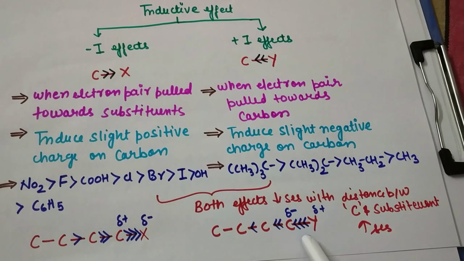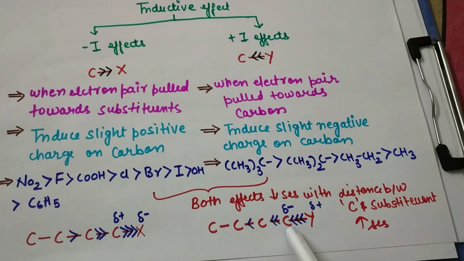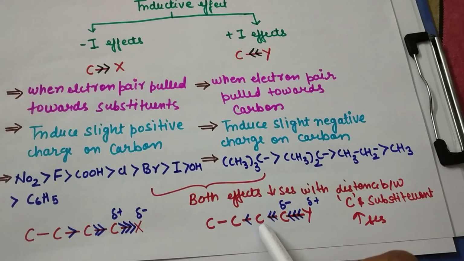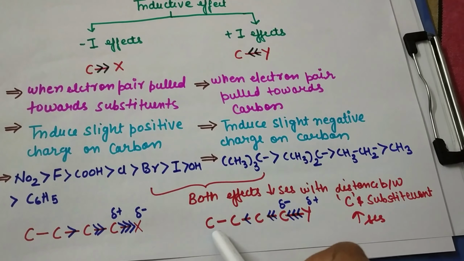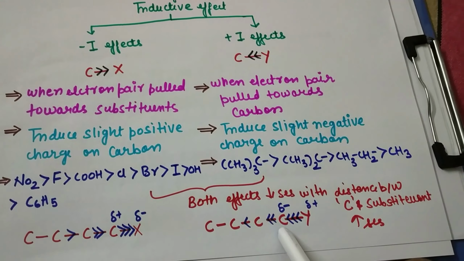The same with this carbon bonded with Y having low electronegativity. So here you can see the carbon and the Y, the distance between them is very less. So because of that, the carbon will acquire the partial negative charge. But when we move to the second, third and the fourth carbon, we can see the plus I effect gets decreased. So it means that when the distance between the carbon and the substituent increases, both the minus I and the plus I effect will decrease.